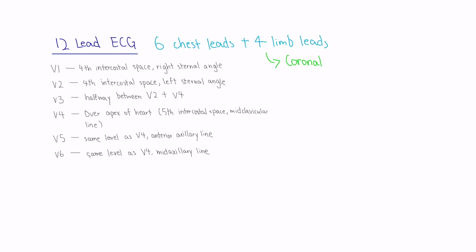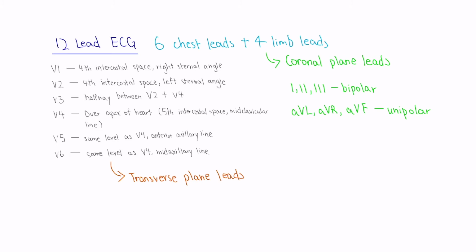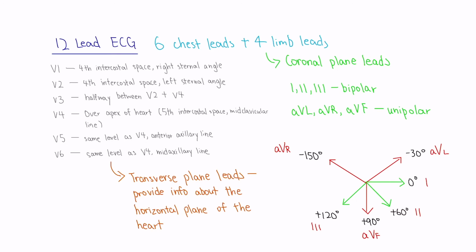The limb leads are coronal plane leads, with 1, 2, and 3 being bipolar, and AVL, AVR, and AVF being unipolar. V1 to V6 are known as being transverse plane leads and provide information about the horizontal plane of the heart. Together, these leads can provide an overall comprehensive view of the entire heart. The graphs produced show how depolarization is occurring in various regions of the heart.